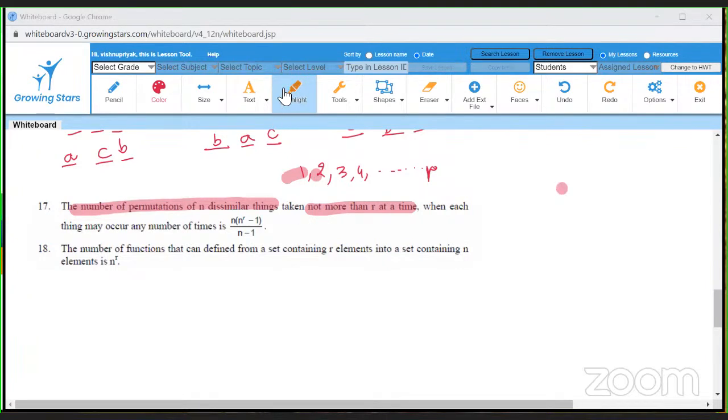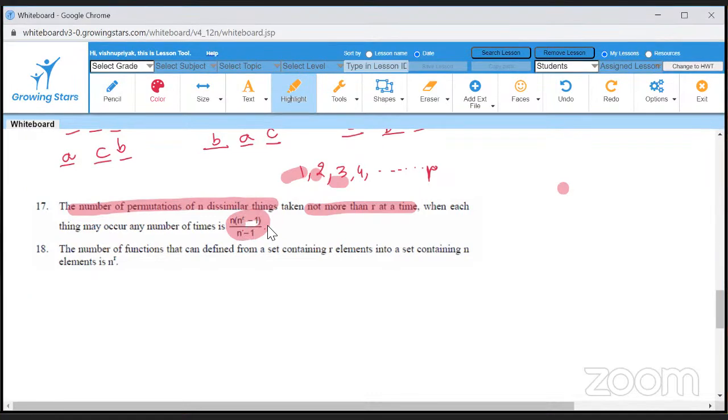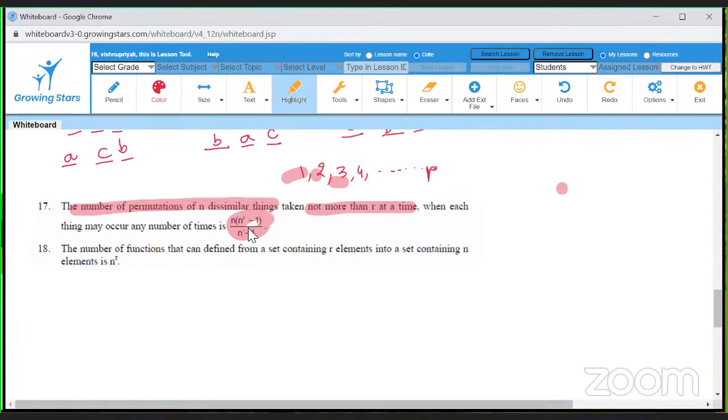Okay. So you are taking one thing and arranging, two things and arranging, three things. I'm taking all sorts of arrangements. Then the number of permutations will be n into (n power r minus 1) by (n minus 1). This is also a shortcut form.